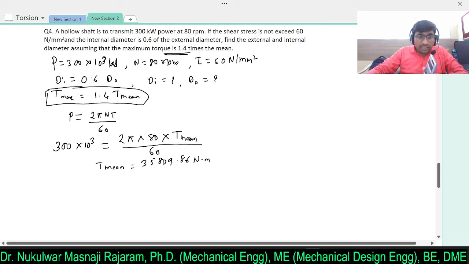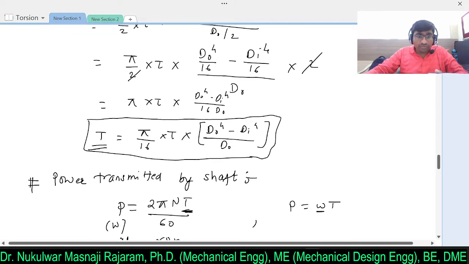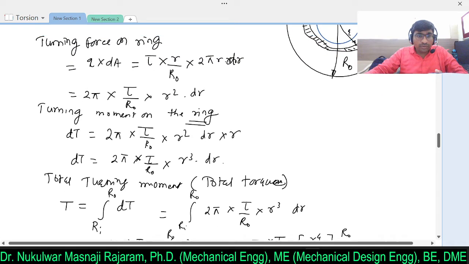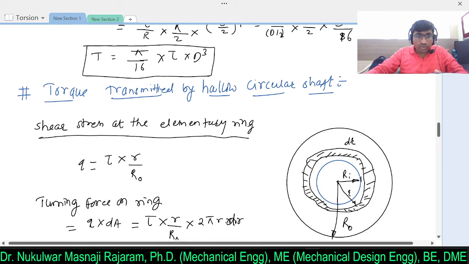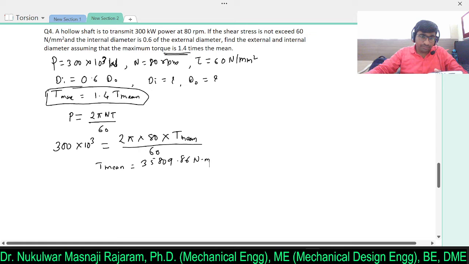Now if you evaluate based on this torque, then definitely whatever shaft you choose may fail. Why? Because the diameter which we are going to evaluate from this formula is for the hollow shaft. Here what we derived is the torque transmitted by hollow shaft, or we can say the maximum torque transmitted by hollow shaft. Clear?